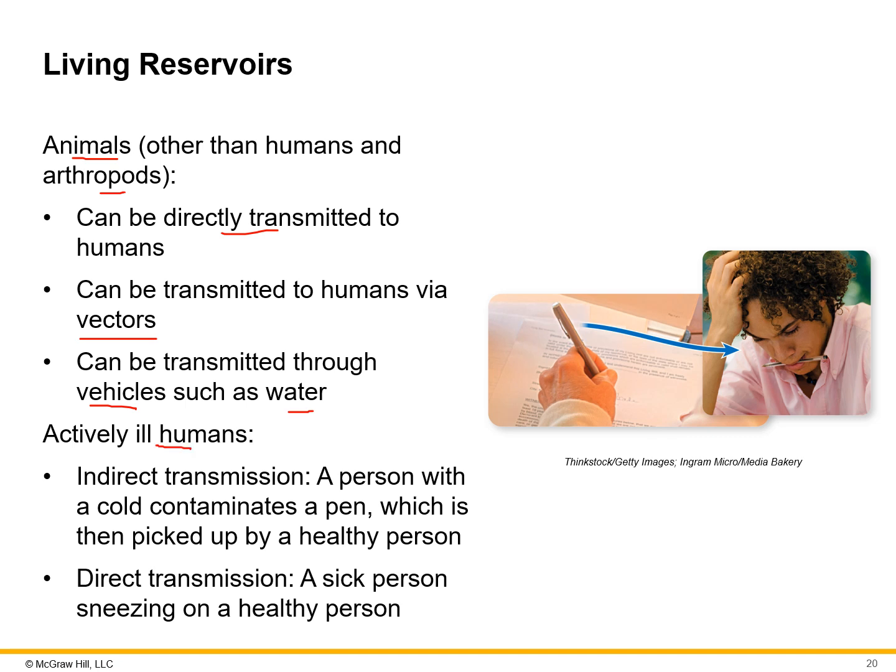So actively ill humans have indirect transmission. For example, a person with a cold contaminates a pen, and then a healthy person picks up the pen and receives the infection. So the human's still transmitting it. It's just indirect because it wasn't person to person. It was person, pen, person. Or there can be direct transmission, which would be, as it implies, one sick person sneezing on a non-sick person and transmitting it that way. So lots of different ways to transmit: directly, indirectly, through inanimate objects like a pen, or with vectors or vehicles like ticks or water.